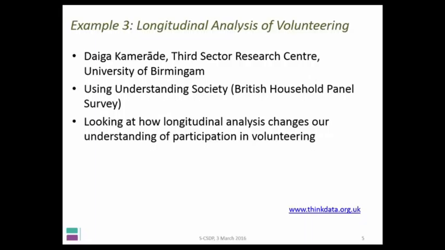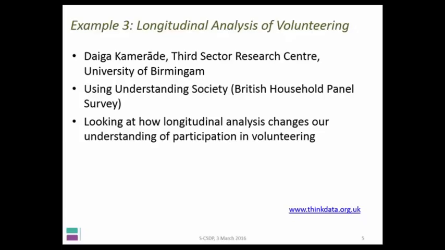So a third example is a colleague of ours, loosely speaking, at the Third Sector Research Centre based at the University of Birmingham, and Dega Camarada has been analysing the Understanding Society survey, previously known as the British Household Panel Survey, which I believe Paul was telling you about in his section of the webinar. As he mentioned, it's not necessarily the best source of data on volunteering, but it is a very high quality longitudinal panel survey that's been going for many years now, and Dega's used this to look at how our understanding of participation in volunteering within the population varies once you look at it longitudinally rather than cross-sectionally, i.e.